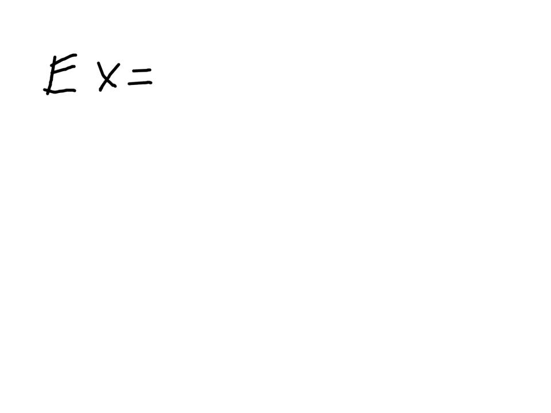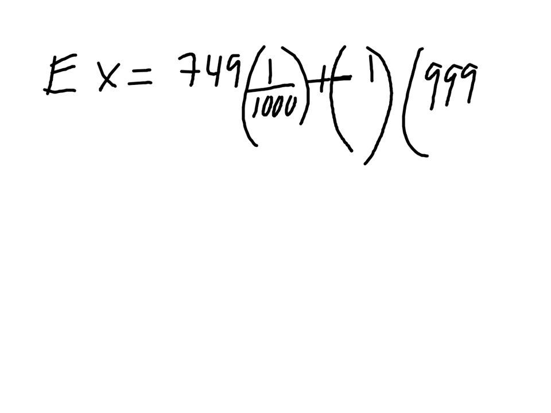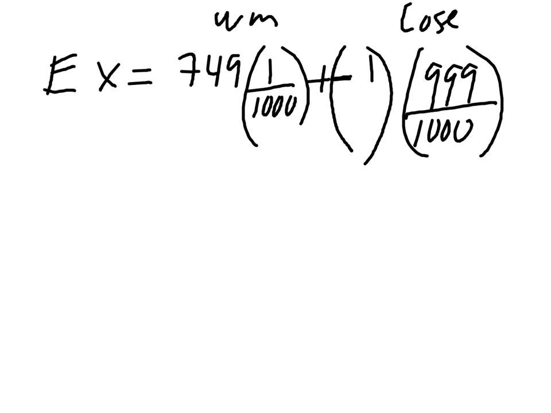Okay, so we had a gain of 749, and that probability is 1 out of 1,000. And then I used a plus minus 1, and I just like to put that in parentheses so I don't get it mixed up. And that's going to be times 999 out of 1,000. In other words, this is our gain part here, or our win, and this is our lose.